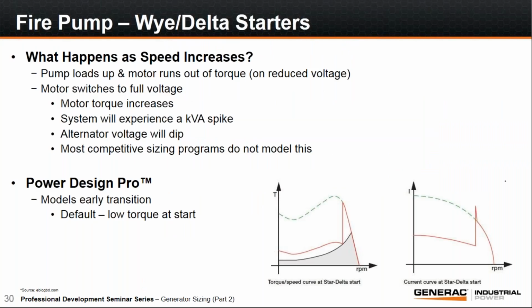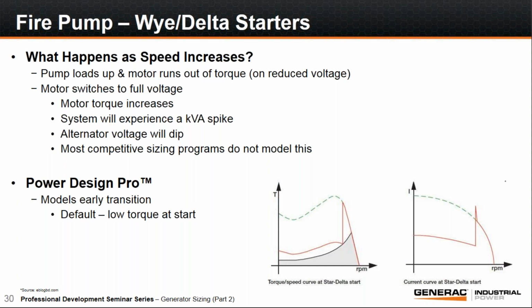So Y delta starters only give you 33% of locked rotor torque. So think of it this way: locked rotor torque on a motor is normally about 180%. So if I'm only getting 0.33 of 180, I'm only getting 60% of rated torque. At some point, that fire pump is turning faster and faster and loading up, and I just run out of torque.